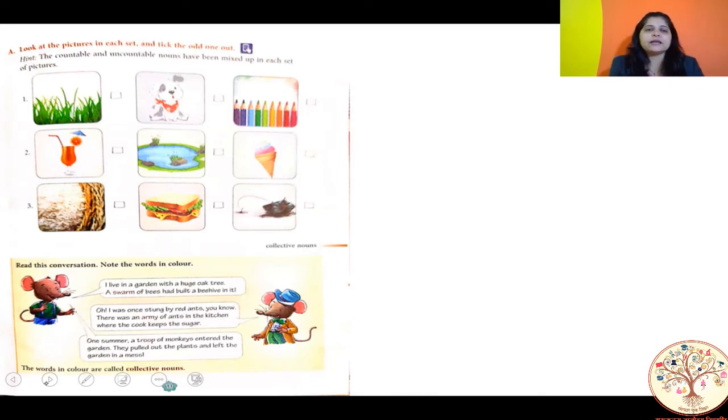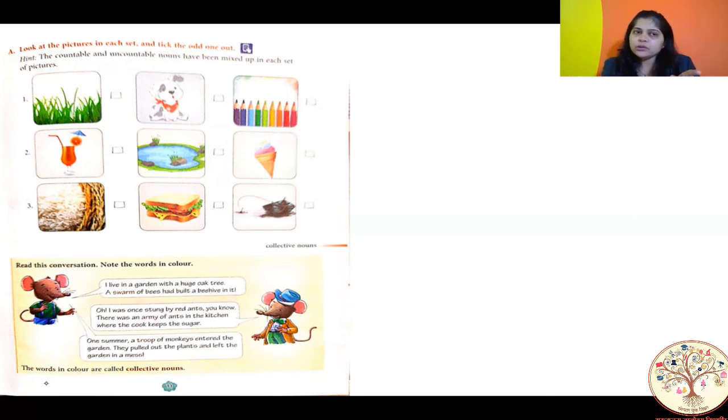We have an exercise. That is, look at the picture in each set and take the odd one out. What do you have to do? The uncountable and countable nouns have been mixed up in each set of pictures. Okay? पिक्चर में मिक्स किया गया 1, 2, 3 में. नाउ यू हैव टू रेक्टिफाई. काउंटेबल एंड अनकाउंटेबल नाउंस हैव बीन मिक्स्ड अप इन ईच सेट.